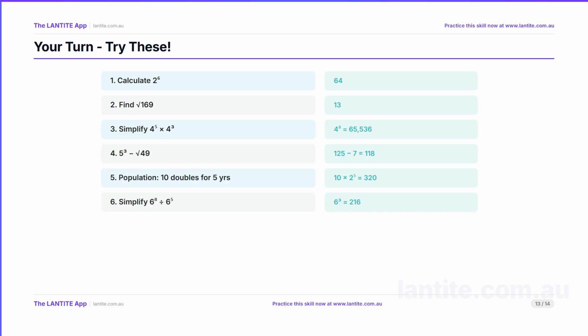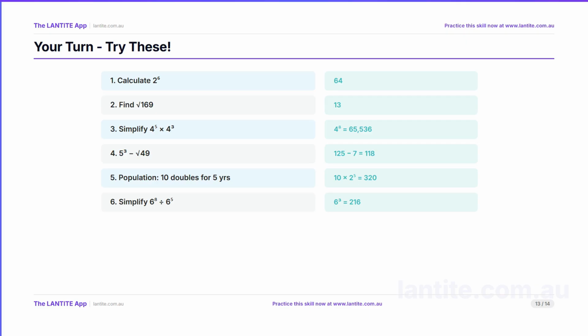Now it's your turn to practice. Pause the video and try these 6 problems. Problem 1. Calculate 2 to the power of 6. Problem 2. What is the square root of 169? Problem 3. Simplify 4 to the 5 times 4 cubed using index laws. Problem 4. Calculate 5 cubed minus the square root of 49.